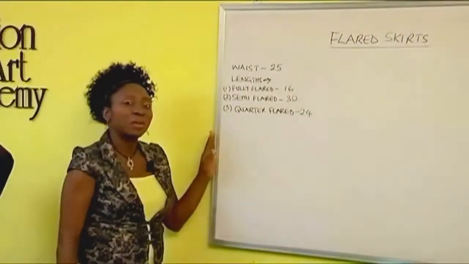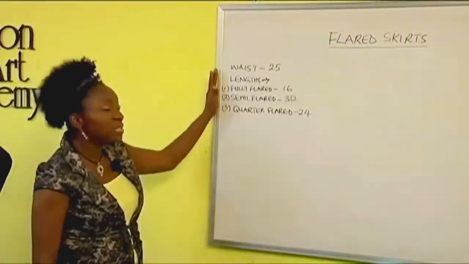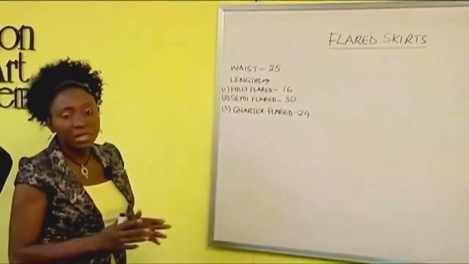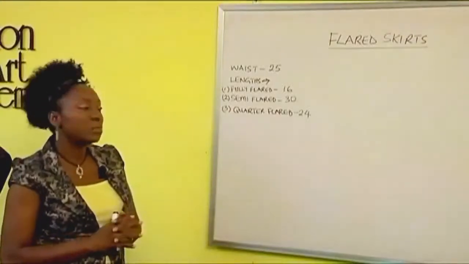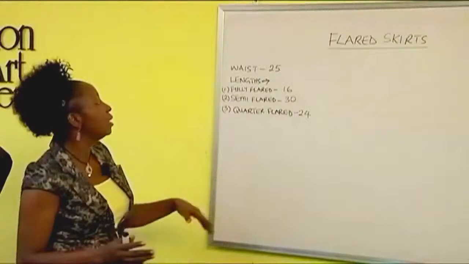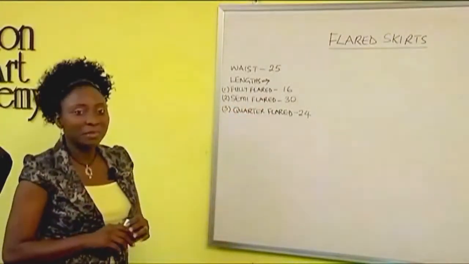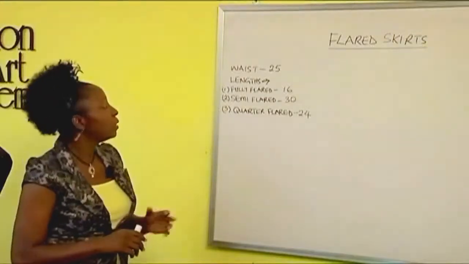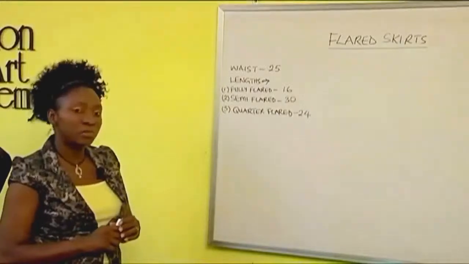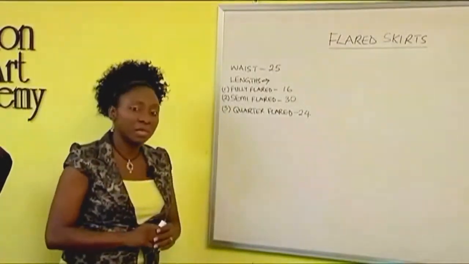These are the measurements we're going to use to make our skirts. We have the waist, a known measurement, which is 25 inches. Now we have three different lengths to practice with. For the fully flared, we're going to use a mini length of 16 inches. Then the semi-flared length is going to be quite long, 30 inches. Then the quarter flared we're going to use as 24 inches.